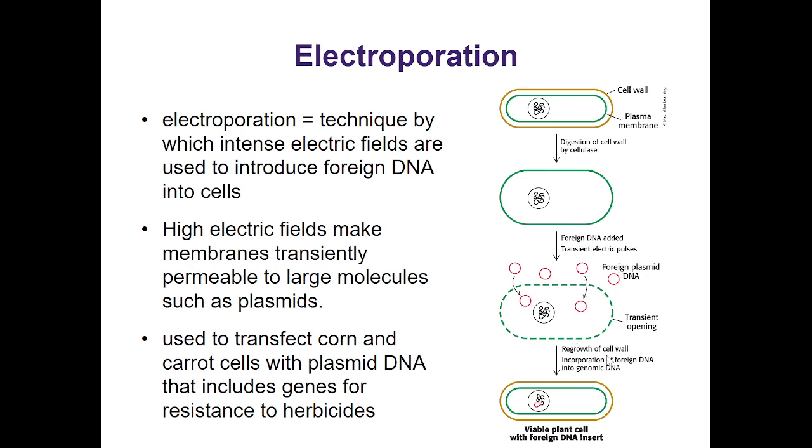We'll then regrow the cell wall. We'll incorporate foreign DNA into the genomic DNA right here. And now we have a viable plant cell with foreign DNA inserted. And this could be resistance to a herbicide, okay? Or it could be a higher yield on wheat. Okay? All right. Anybody have any questions? No?